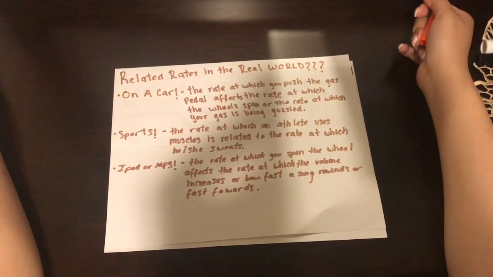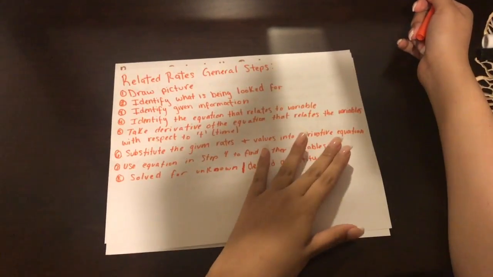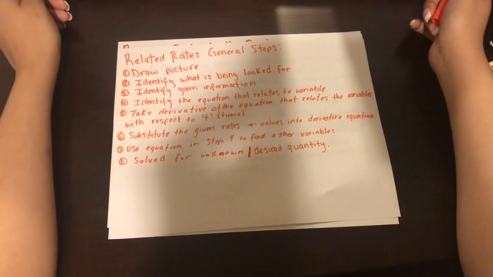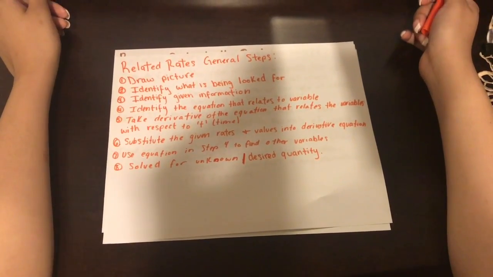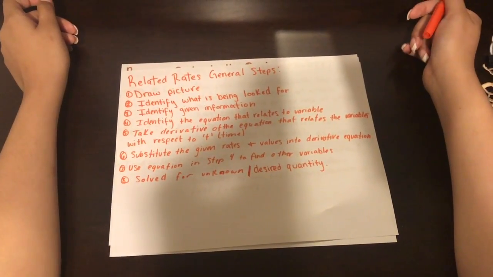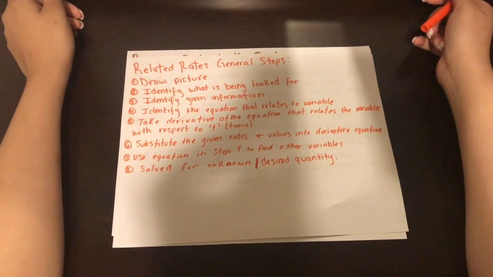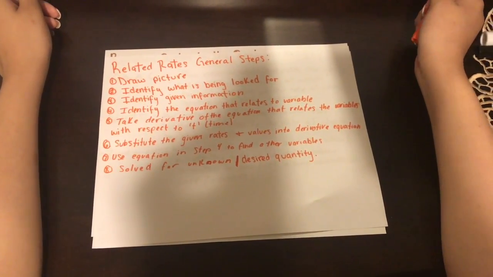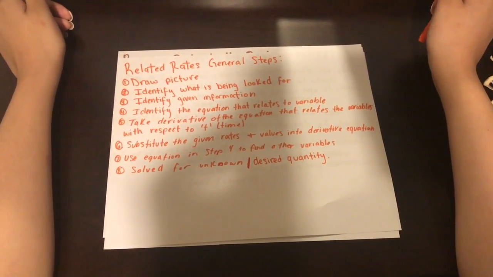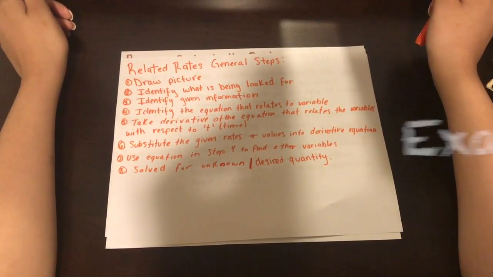Now, before we start with the examples, I have a few general steps to help you along. 1. Draw a picture. 2. Identify what is being looked for. 3. Identify given information. 4. Identify the equation that relates the variables. 5. Take the derivative of the equation that relates the variables with respect to t, which is time. 6. Substitute the given rates and values into the derivative equation. 7. Use the equation in step 4 to find other needed variables. And 8. Solve for the unknown/desired quantities.